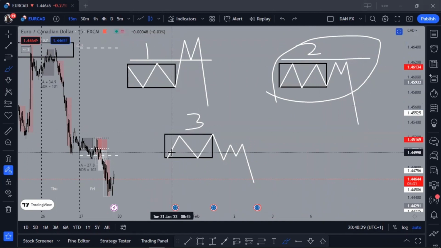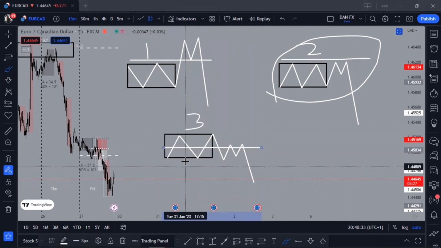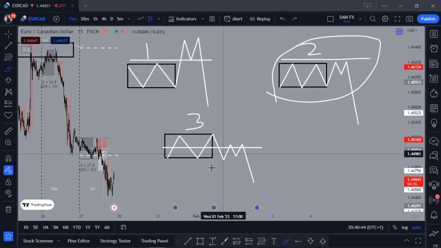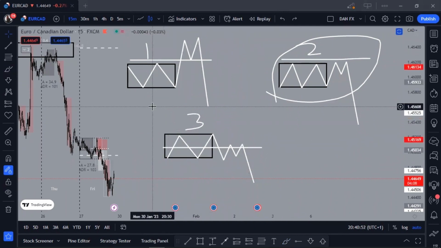And the third type is at the middle of the range, right? So if you divide this into two, the middle, right, we're going to be looking for like an M pattern there or a W pattern there coming off of the high or the low of the Asian range, right? So this is basically what we're going to be looking for, right? So let's get to it.